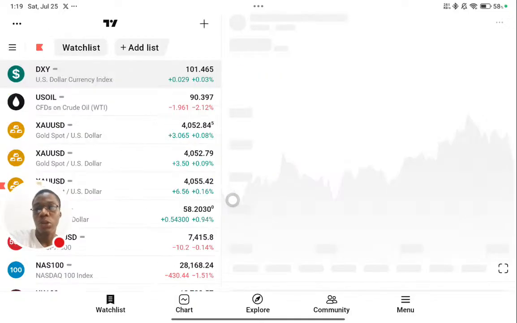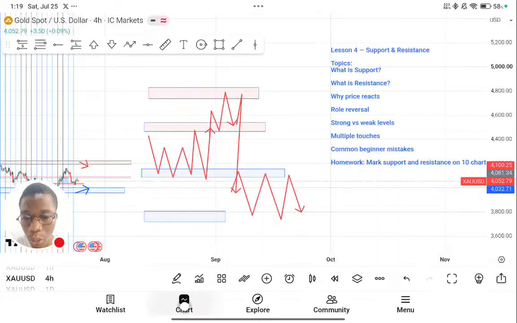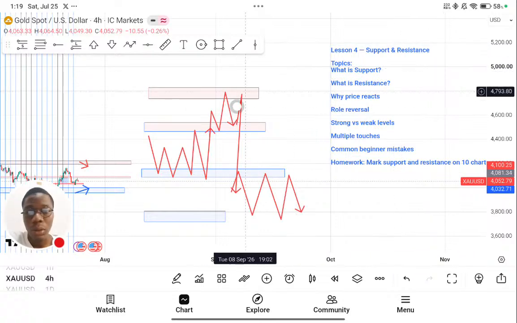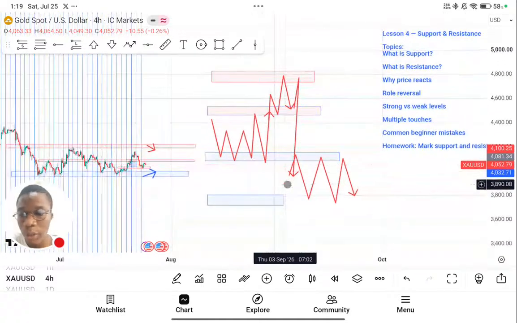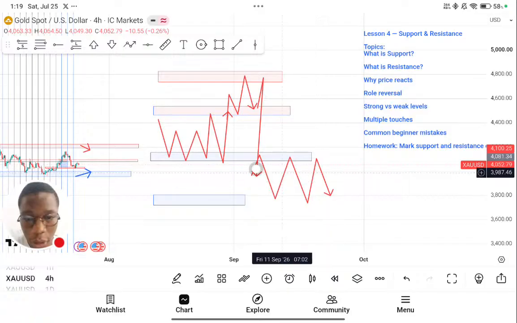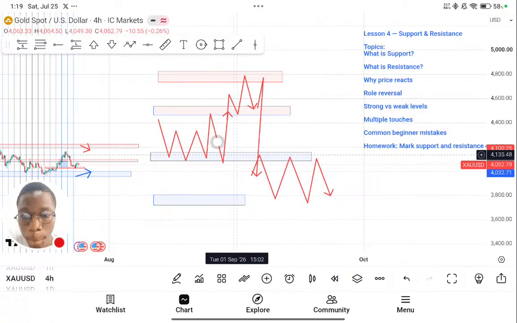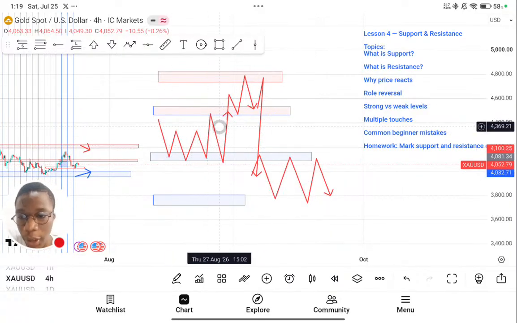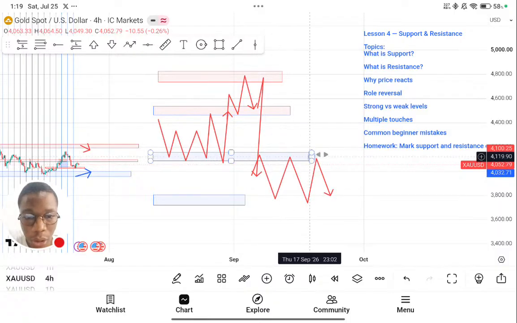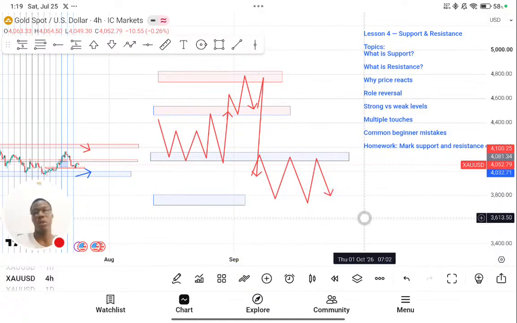And I will see you in the next lesson, where we are going to be speaking about market structure and how you can mix them with this to be able to make better decisions. So see you on the next one.